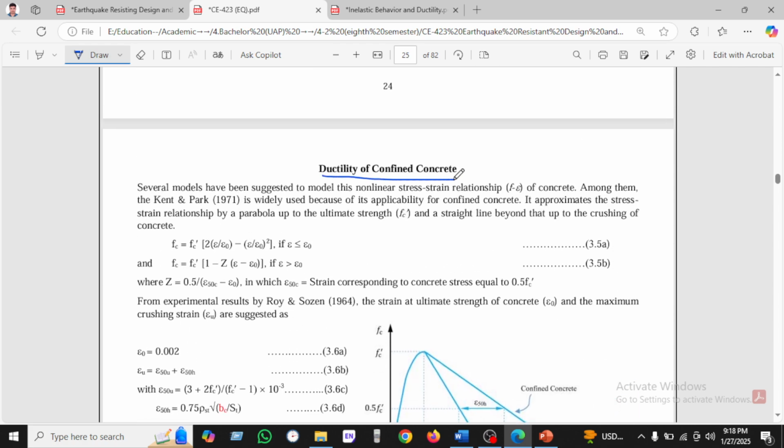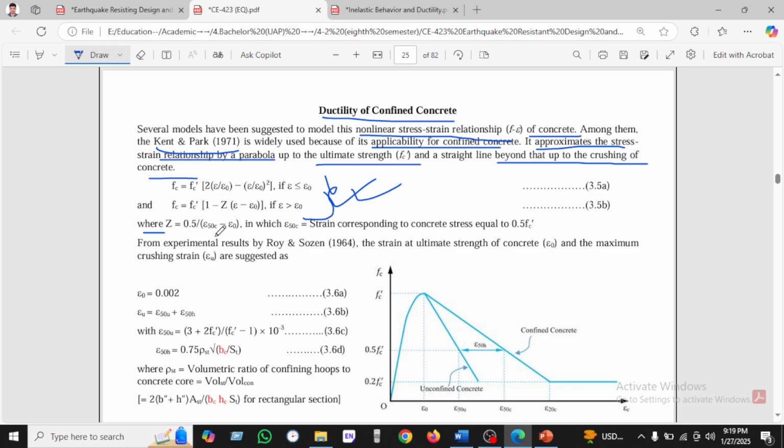We can see the ductility and confinement: several models have been suggested for the nonlinear stress strain relationship of confined concrete. Among them, the Kent Park model, which is 1971, is used because the application of the confined concrete is approximated by a parabola up to the ultimate strain, and beyond that up to crushing of the concrete. So we can see that two equations are given here, and Z we have found from this equation, and strain 50 is the corresponding concrete strain.